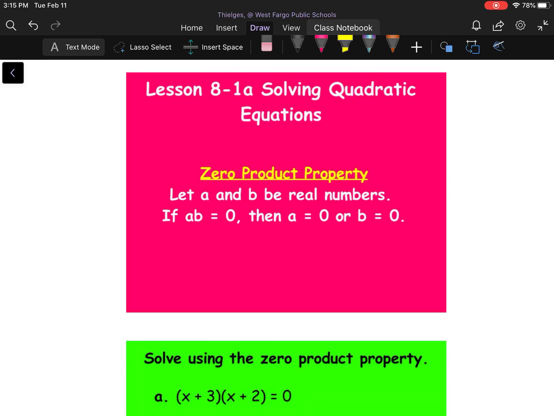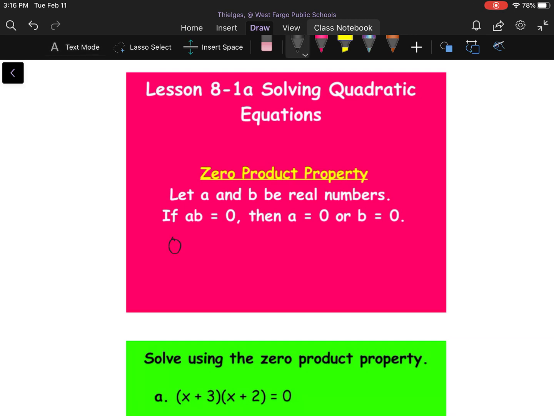Okay, the zero product property is one of the biggest things we'll ever do in algebra. It's basically saying if I have two numbers and their answer I know is equal to 0, what that means is one answer was 0 or the other one's answer was 0. So either A became 0, so here's what I mean by that.